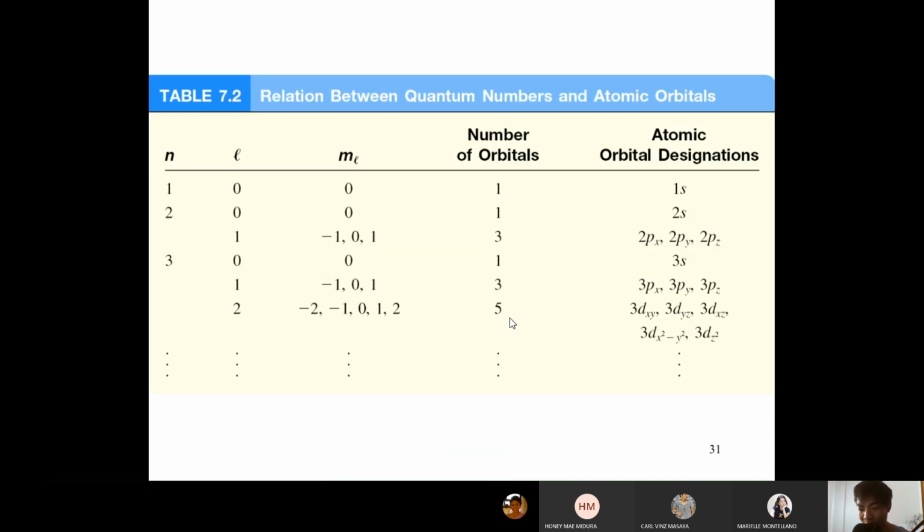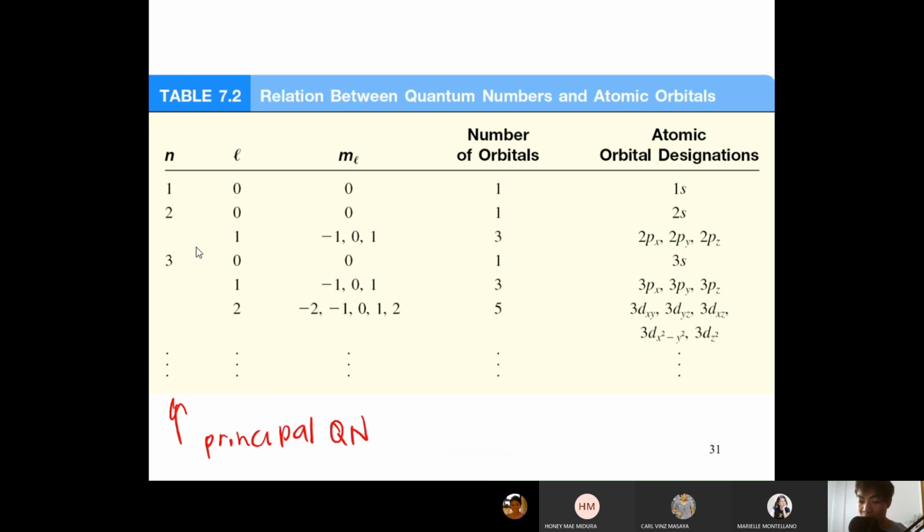So, in summary, ito yung different quantum numbers natin. So, we have the principal quantum number. Okay, so again, the principal quantum number, they can have numbers of 1, 2, n, no? So it could be 1, 2, 3, 4, 5, 6, 7. Basta whole number siya, no? That describes the distance of your electron from the nucleus, no?